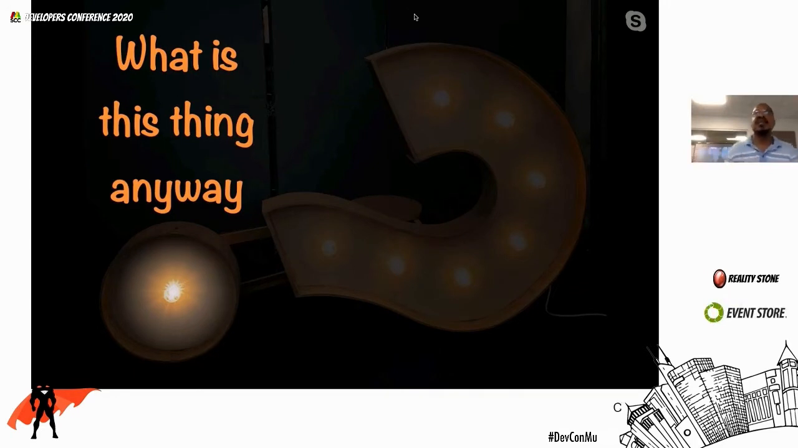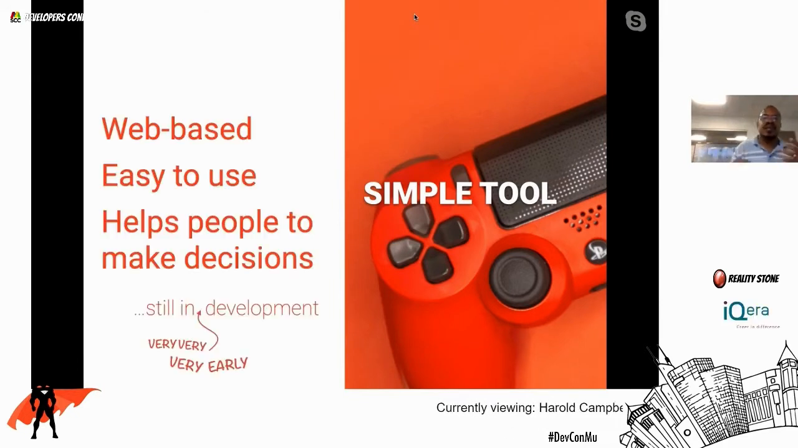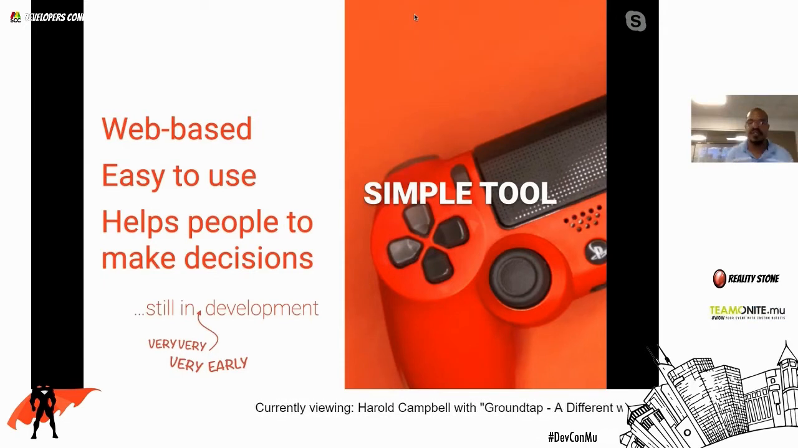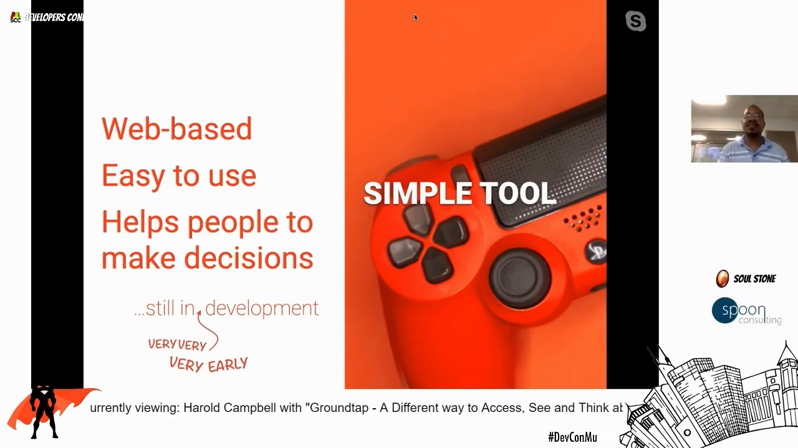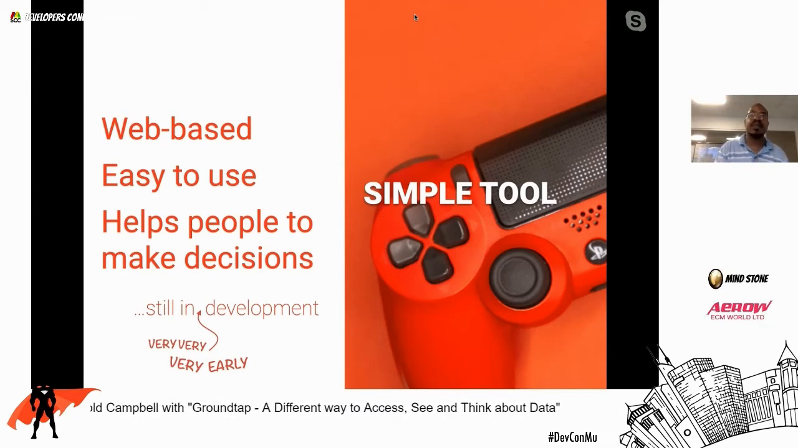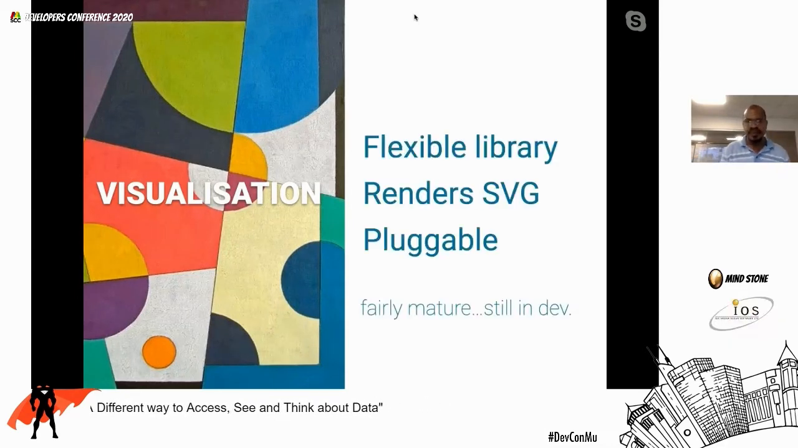But we've been talking for a couple of minutes now, and we still haven't spoken about what is GroundTap. What's this thing that I'm working on? Well, it's two things. The first is a simple tool, right? It's a web-based application that's easy to use, and it helps people to make decisions. And it's still very, very early in development. So I wouldn't even call it a product or a tool. It's much more like a prototype, like a proof of concept. The second part is a visualization engine that resides within the tool.